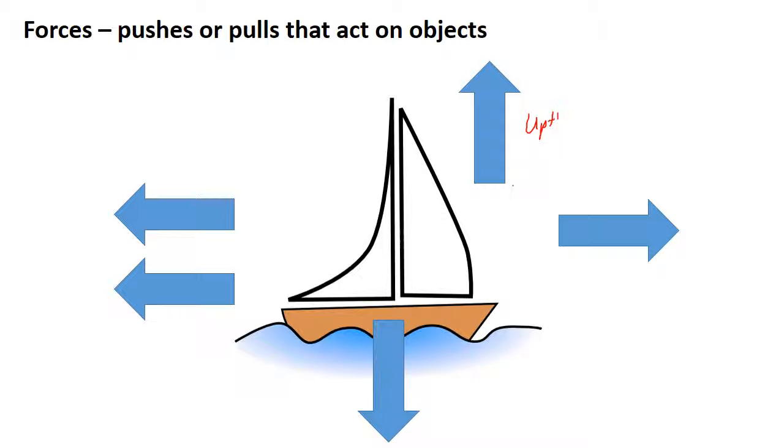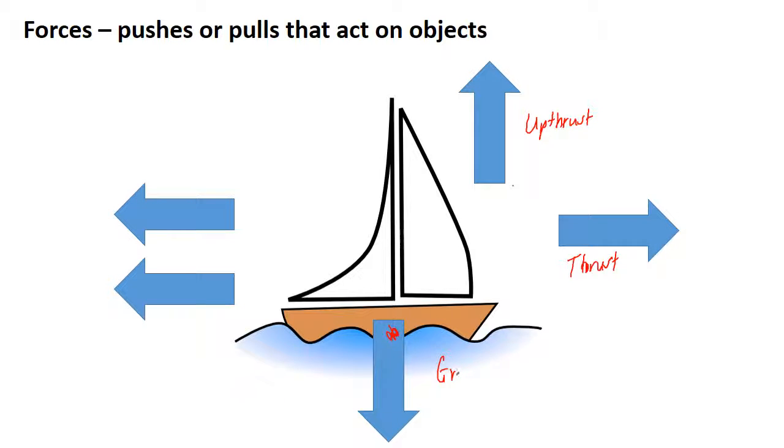If we start at the very top, we've got upthrust. Now, upthrust is caused by water particles pushing the boat upwards, and this is what makes it buoyant. Pushing the boat forwards is thrust.